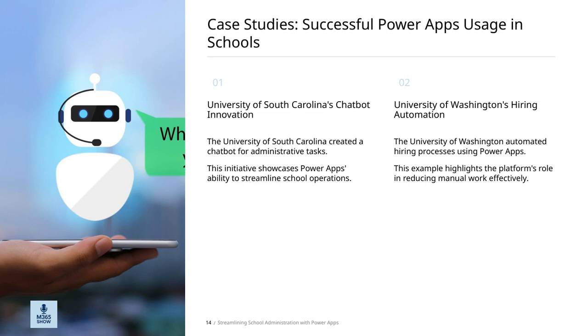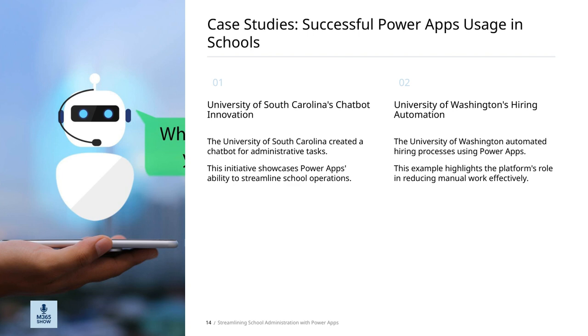First, at the University of Washington, they used Power Apps to automate their hearing processes. This significantly reduces manual work, making the entire hearing cycle more efficient and less error-prone. It's a great example of how automation can free up time and resources for more strategic tasks.